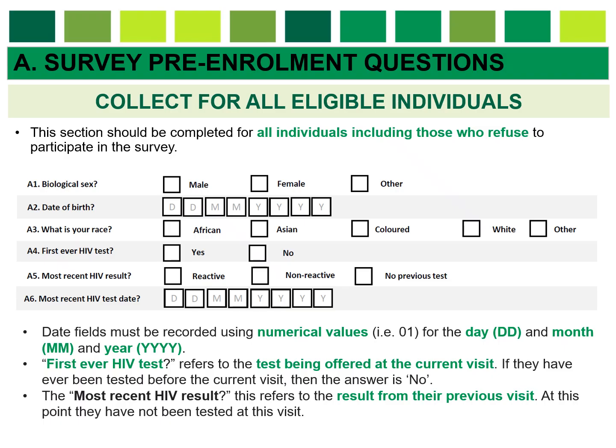We need to know if this is a first test ever, what was the result from their most recent result, and then the date of the most recent result. So dates are given in numerical values. So this would be the day of the month, then the month as a number, and then the year. We've pre-printed some of these where it says 2025 because of course this year is 2025.